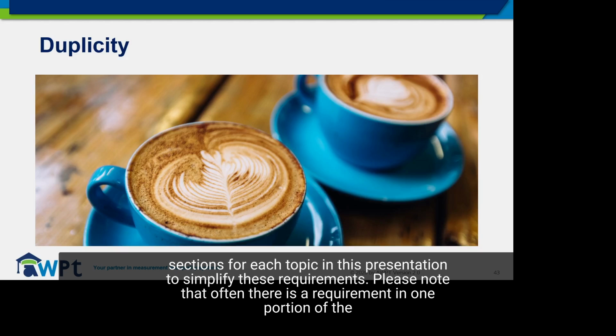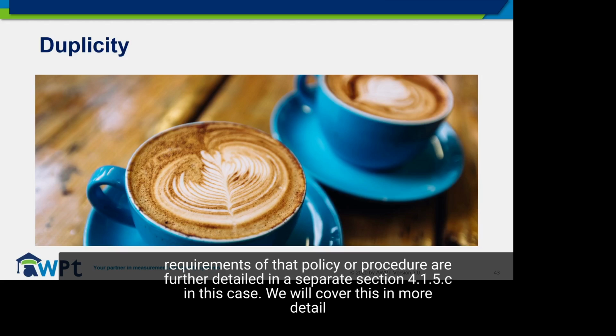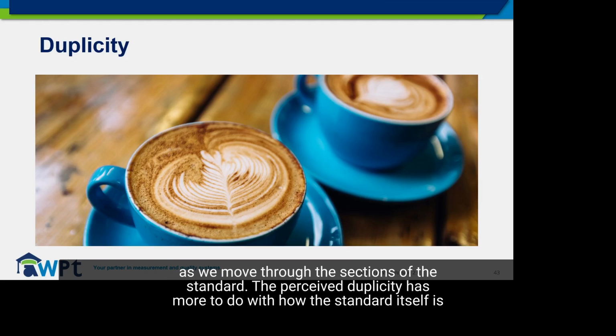Please note that often there is a requirement in one portion of the standard, an example being 4.2.8.4, to have a policy or procedure for a specific item, in this case customer confidentiality, in the quality manual, and then requirements of that policy procedure to be further detailed in a separate section, 4.1.5.C in this case. We will cover this in more detail as we move through the sections of the standard.